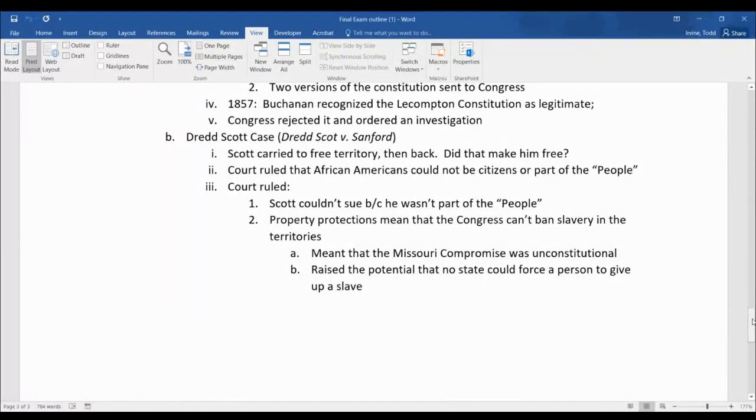Dred Scott case, Dred Scott versus Sanford. So I'm going to go into this in a little bit more detail since we haven't covered it in class yet. Basically, there was an Army officer named Sanford who owned two slaves. Dred Scott was one. His wife was also a party to this case, although her name was not listed.